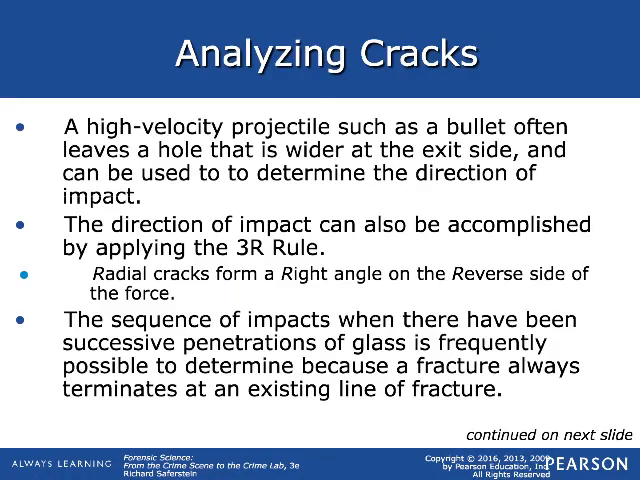Okay, so a bullet often is going to leave a hole that's wider at the exit site. So it's going to be bigger where it's exiting. And you can use that to determine the direction of the impact, where the bullet came from. The direction of impact can also be determined by applying this rule. It's called the 3R's. Radial cracks form a right angle on the reverse side of the force.